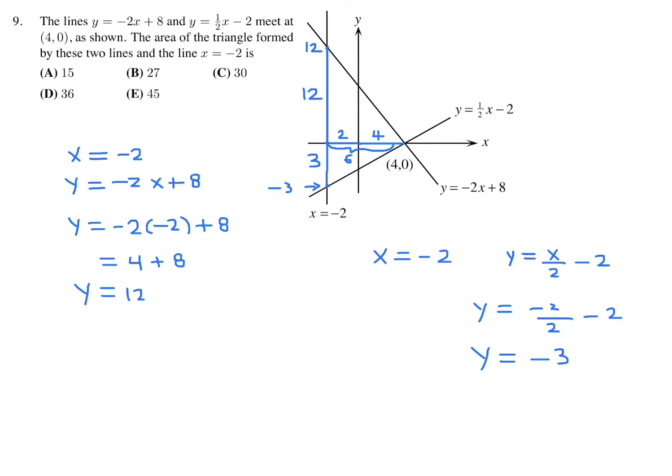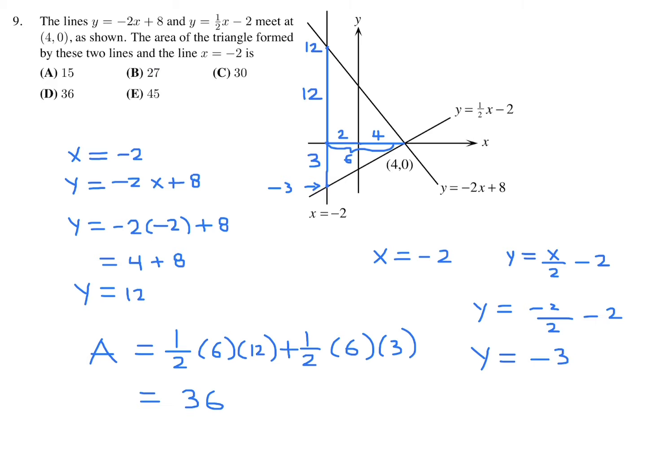So there we go. We've got two triangles, this one and that one, and we can figure out the total area. So our total area is going to be the first triangle, which is 1/2 base times height. The base is 6, the height is 12. Plus the area of the second triangle, the base is 6, and the height is 3. So this looks like 3 times 12, which is 36, 3 times 3, which is 9, and that is 45. So number 9, the answer is E.